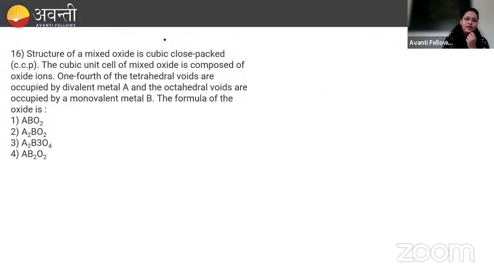The structure of a mixed oxide is CCP. The unit cell of the mixed oxide is composed of oxide ions. 1/4 of the tetrahedral voids are occupied by a divalent metal and the octahedral voids are occupied by a monovalent metal. The formula for the oxide will be... So here we need to determine the formula for a given oxide. So how can we do that? Just put all the values in.